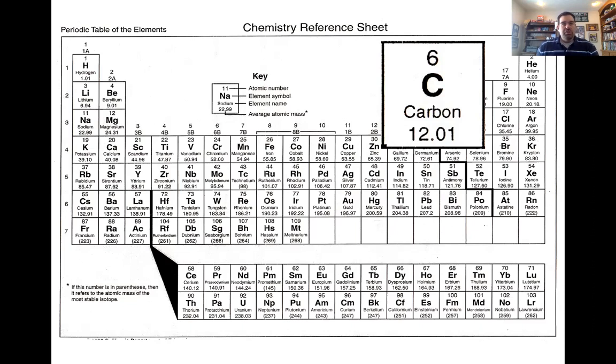And this number that you see on the periodic table is called the average atomic mass. And that average atomic mass is a weighted average of all of the isotopes in a sample. And when I say weighted average, I'm going to talk about what that means in just a couple of moments here. So you can see carbon's average atomic mass is 12.01. It's not 12, it's not 13, and it's not 14. It's a weighted average of all of those different isotopes that would be in a sample.